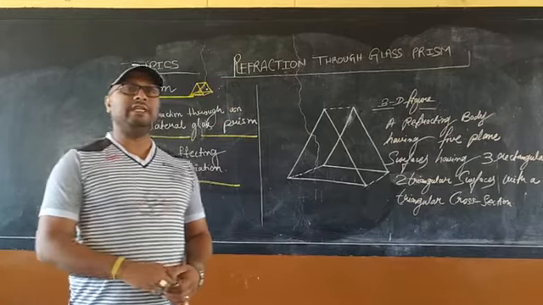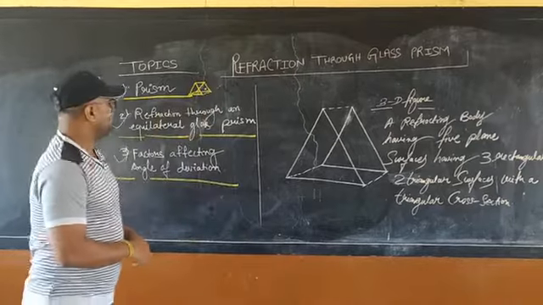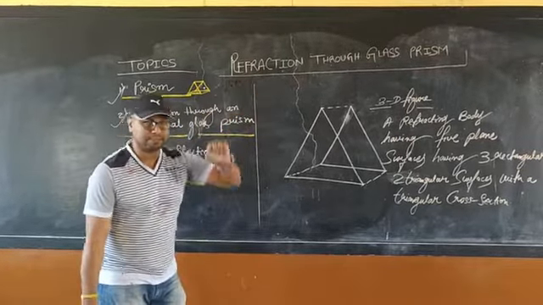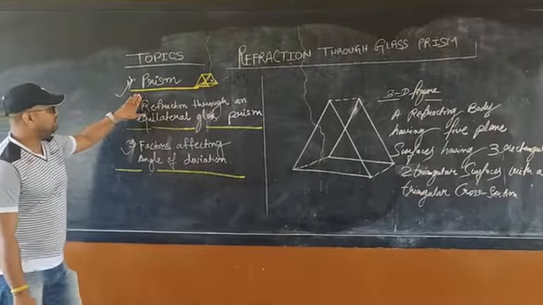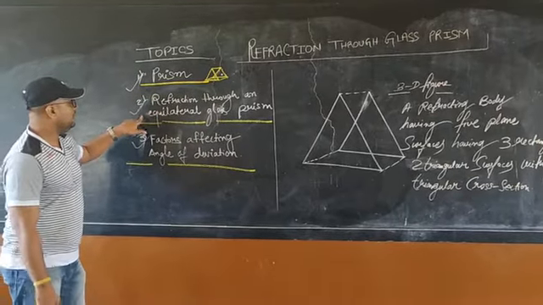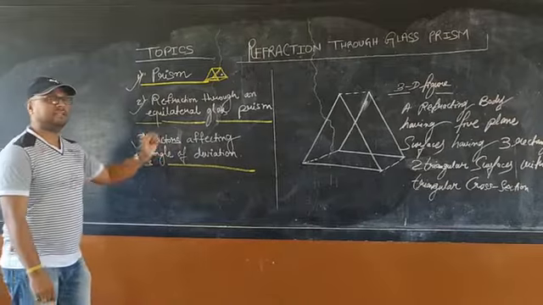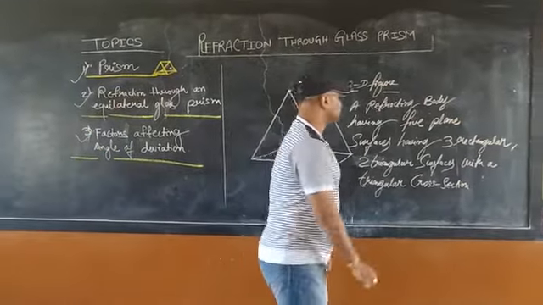Today again I came with the chapter Refraction of Light for class 10, and the second segment of that chapter is Refraction through a glass prism. The topics we are going to discuss today are: what is a prism, the refraction through an equilateral glass prism, and the factors affecting the angle of deviation. First of all, we will understand what is a prism.